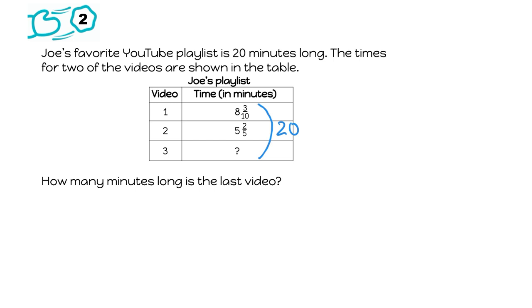I prefer to do it the other way, which is to add the 2 videos that we already know together first and then subtract from the 20. And so I would do 8 3/10 plus 5 2/5. Remember, we always draw that line between the whole numbers and the fractions since they are so different. And I start with my fraction side. I've got 3/10 plus 2/5. I can't add those right now because they have different denominators.